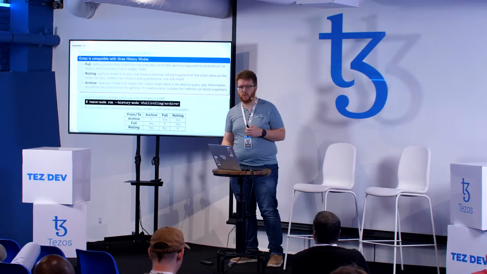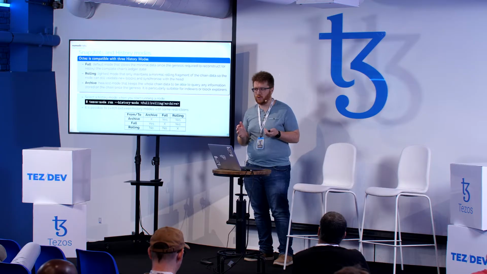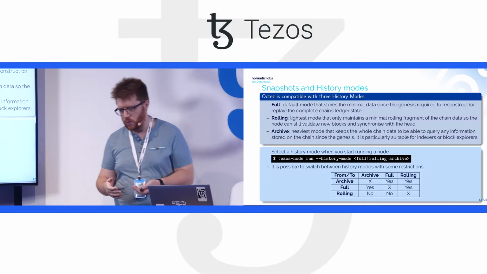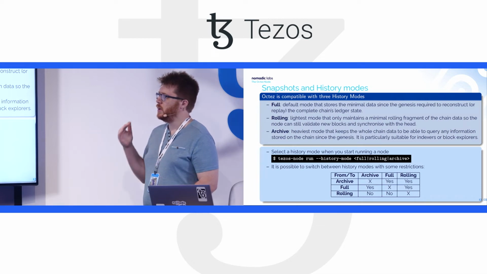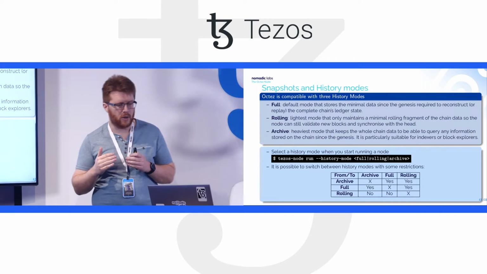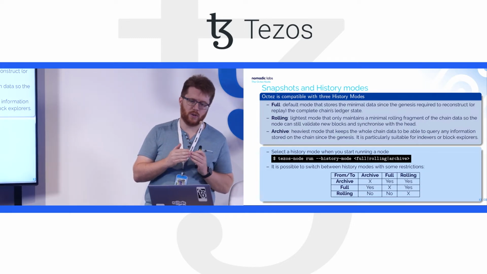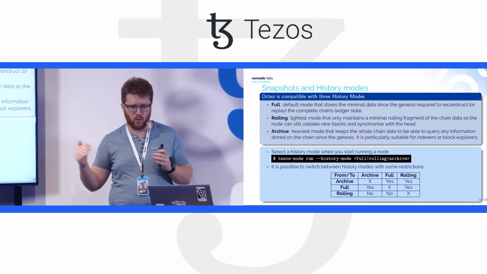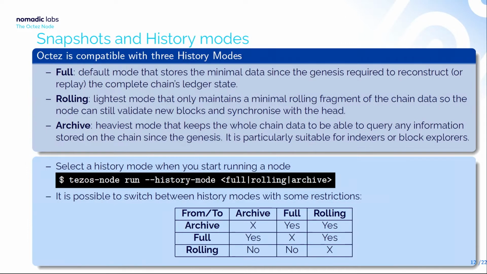We also provide some history modes for the node to allow you to decide what quantity of data you want to store on your node and the level of performance you will associate to this. The default mode is what we call the full mode. In this mode, the node will store all the necessary data to be able to reconstruct the whole state of the chain from Genesis. So that's the default mode.